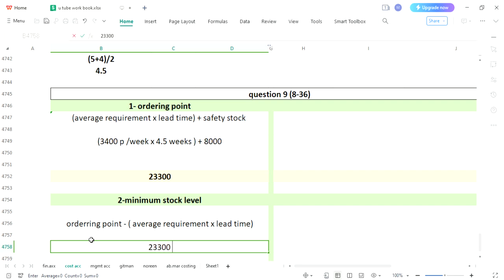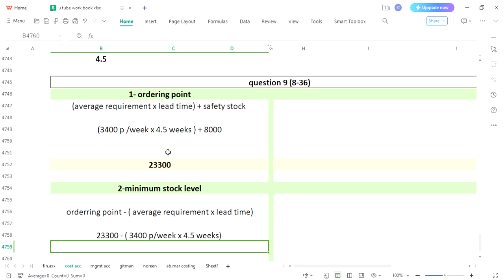Please follow this formula: minus bracket start, and then we need the average requirement. Look here, the average requirement was already calculated and already put in the formula: 3,400 pieces per week, and then we need to multiply it with lead time. Lead time was also mentioned in the solution of the previous point, the ordering point, 4.5 weeks, and as described, both have the same units, so no need to change. In this way our statement has been completed.